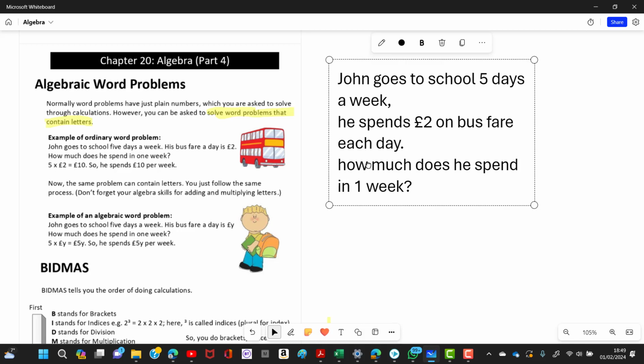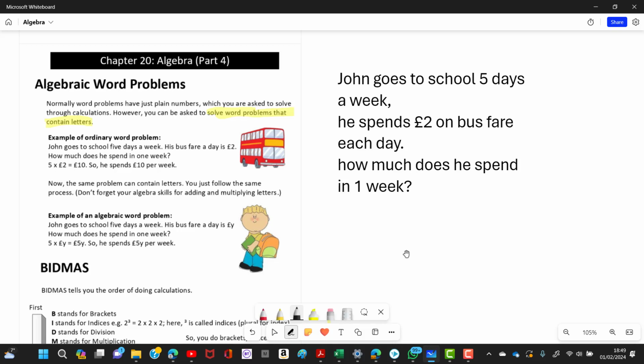So you have to work out how much he spends in 1 week. That's easy. You do 5 times 2. That's how much he spends, and that gives you £10. So that's a question with no letters, only numbers.